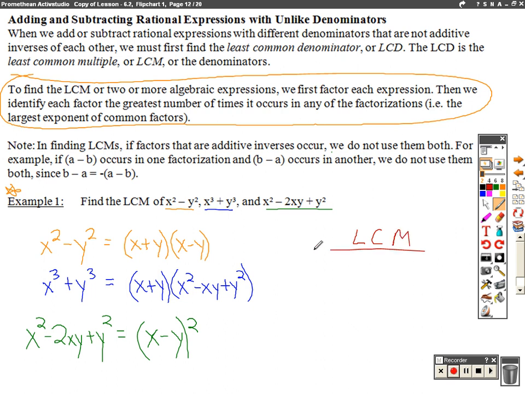The way we identify it, we look for all the factors that occur. So for instance, I have an x plus y. I see it once in this factorization, I see it once in this factorization, and I don't see it at all in this factorization. So the greatest number of times I see it in any factorization is 1 time. So I put it down once.